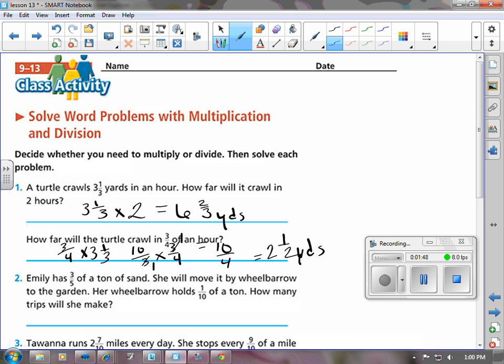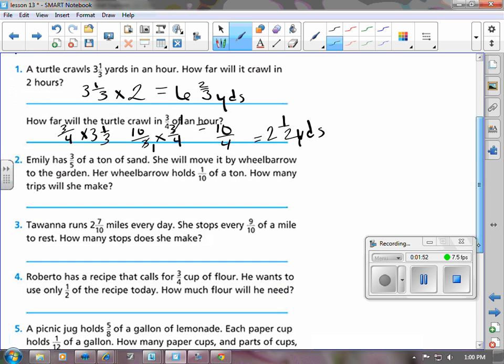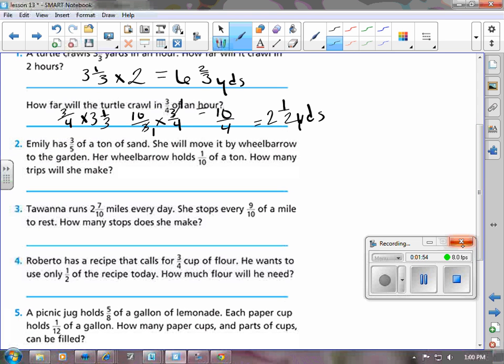Emily has 3/5 of a ton of sand. She's going to move it with a wheelbarrow. Her wheelbarrow holds 1/10 of a ton. How many trips? You have to divide. You're going to divide 3/5 divided by 1/10. Okay. Remember, you can cross multiply or you can flip it. I'm going to cross multiply this time. 3 times 10 is 30. 5 times 1 is 5. 30 divided by 5 then is 6 trips. Okay.